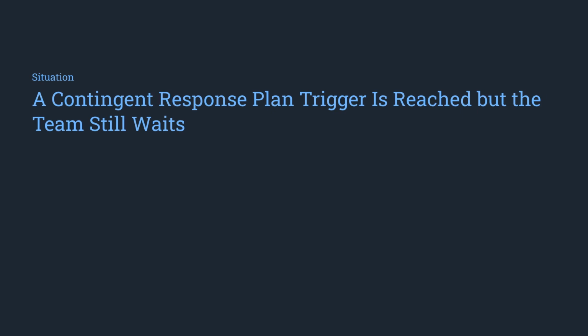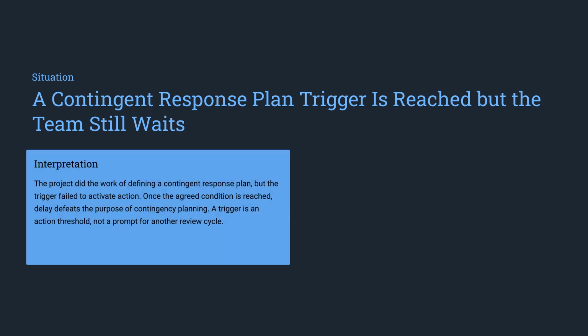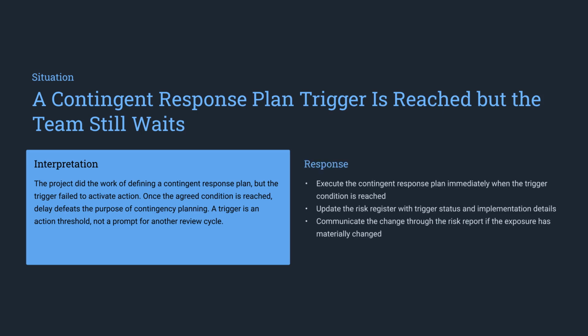A common failure occurs when a contingent trigger is reached, but the team waits. A trigger is an action threshold, not a prompt for another review. When the condition is met, execute the plan immediately.